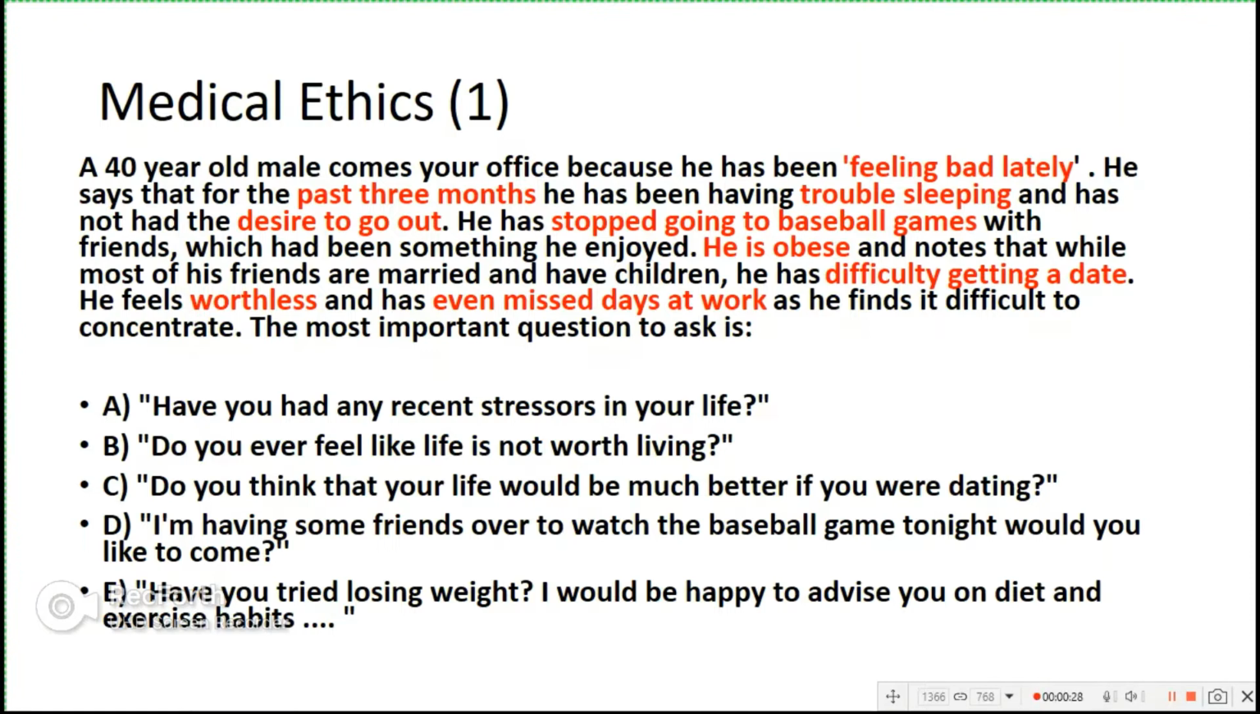He's feeling worthless, and he has even missed days at work, and he's finding it difficult to concentrate on the work. So which of the following is the most important question to ask at this point? So take a pause and think of a likely answer at this point.